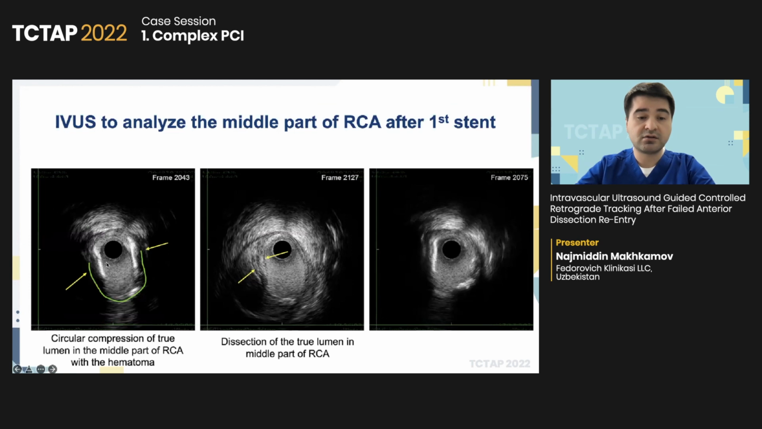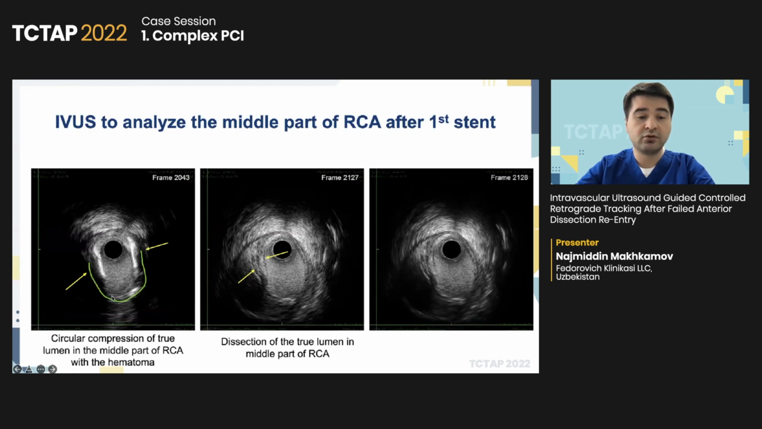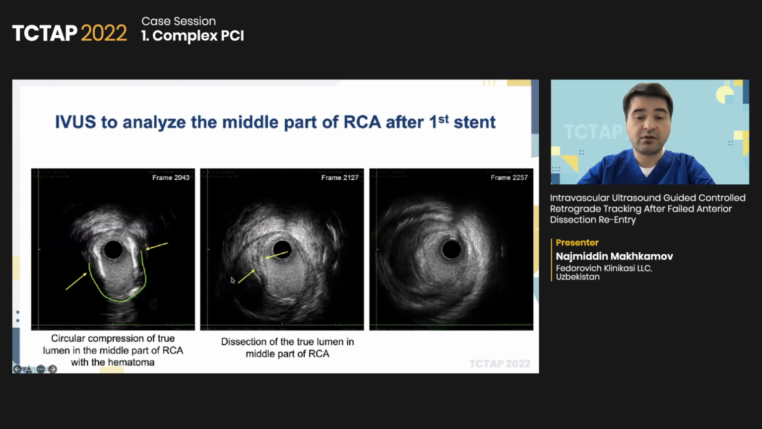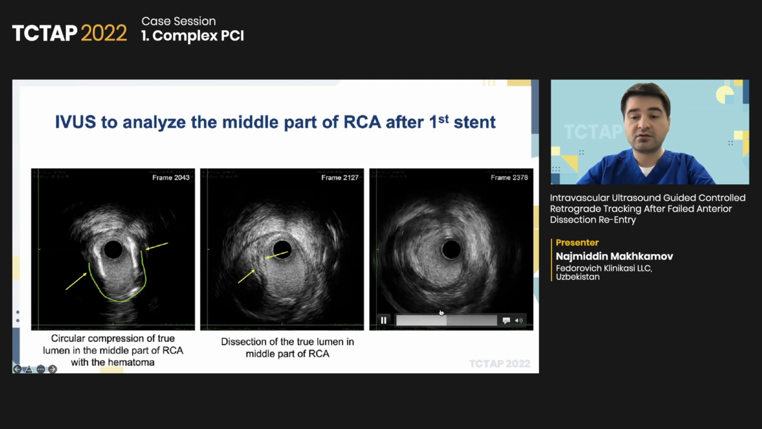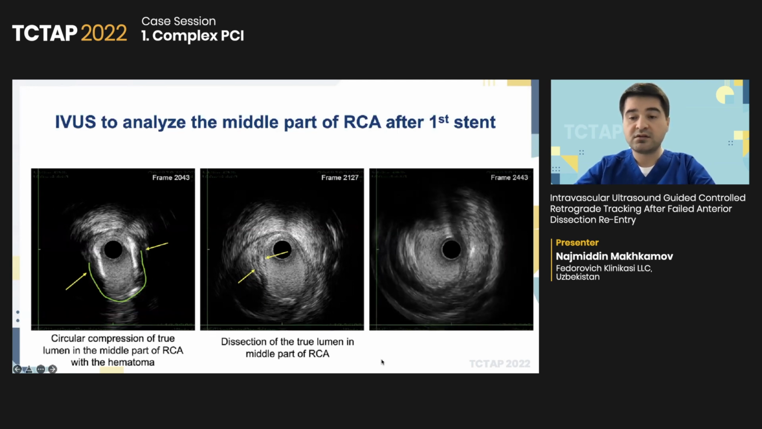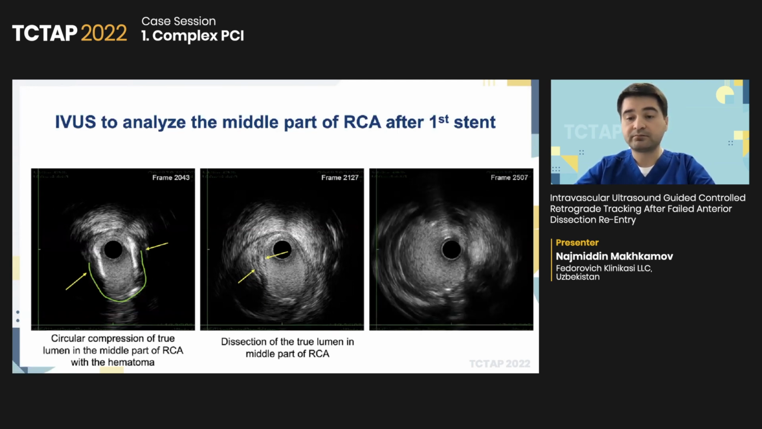As we can see, there is a circular compression of the true lumen in the middle part of the right coronary artery with some hematoma, and there is some dissection, as we can see in the second screen. And there is a video also that we can see the IVUS.